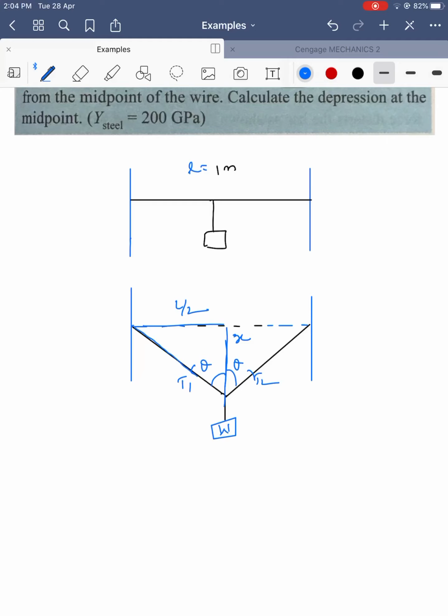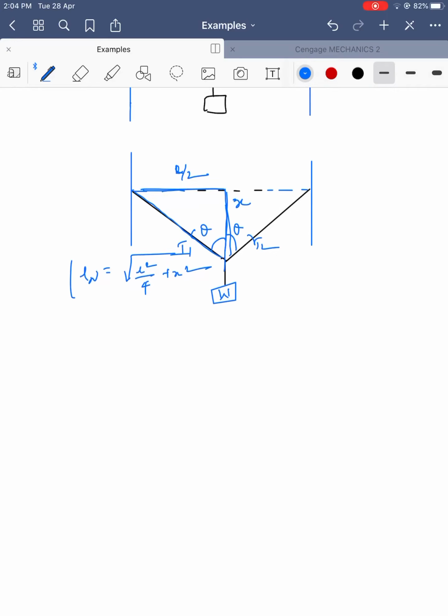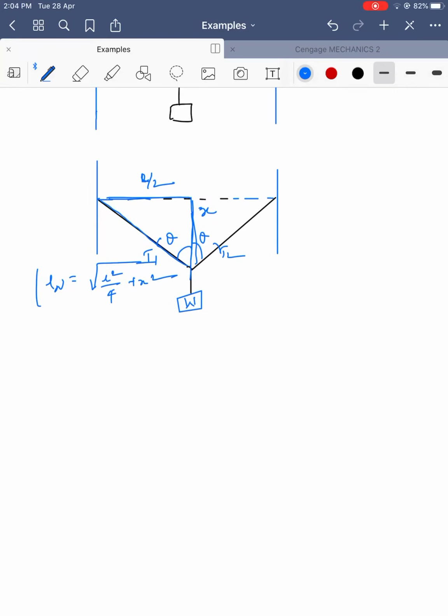What will be the new length here? It's like a right angle triangle, so the new length is equal to the square root of L square by 4 plus x square. Okay, that is the new length of the section. Let's write the force equations.